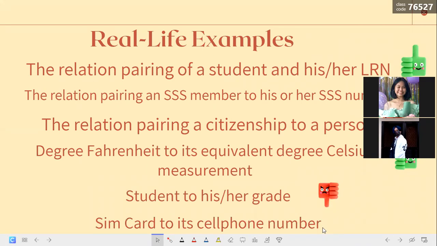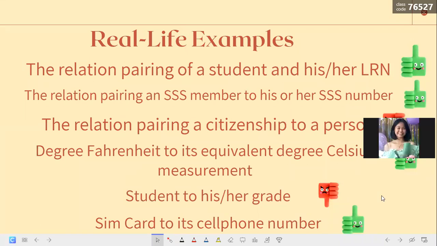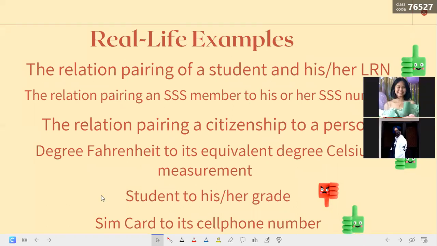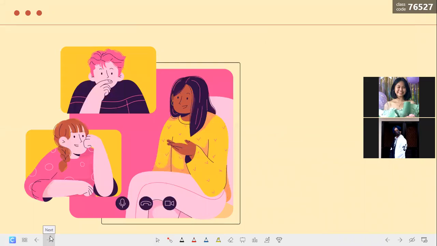Okay, let's have the last one. SIM card to its cell phone number. Yes, of course. Ayan. Shelo, sinabi ko na. Later ka na lang ulit sumagot, anak. So it's a one-to-one function. Diba? Those are the real life examples of a one-to-one function.